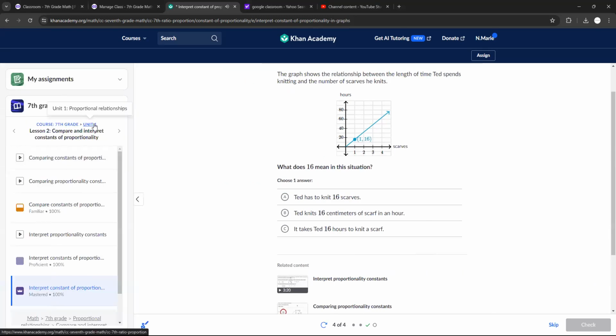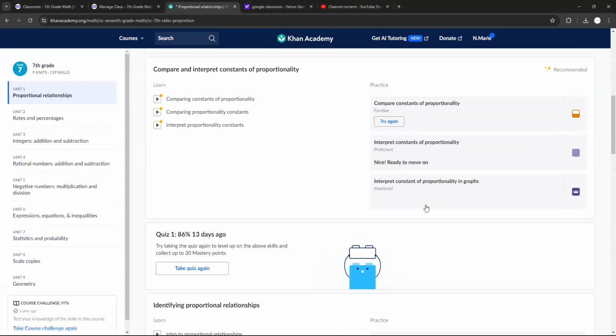And so this is just interpreting what it means, and that's pretty much up to quiz 1. So good luck with quiz 1. Let me know if you have any questions.